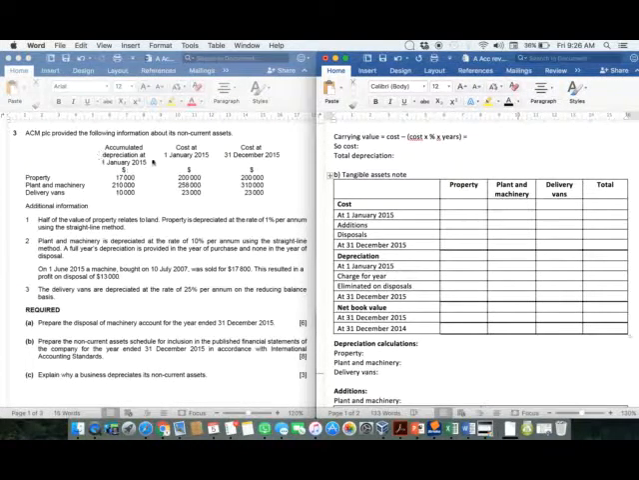This is now my accumulated depreciation at the beginning. My property had an accumulated depreciation at the beginning of 17,000. So I'm going to pop that in over there in the middle of nowhere, but that's fine. My plant and machinery had a balance of 210,000, and my delivery vans had only depreciated by 10,000. That's the total depreciation over the entire life. So you've probably had your plant and machinery for a number of years, you can see, because there's a lot of depreciation shown over here.